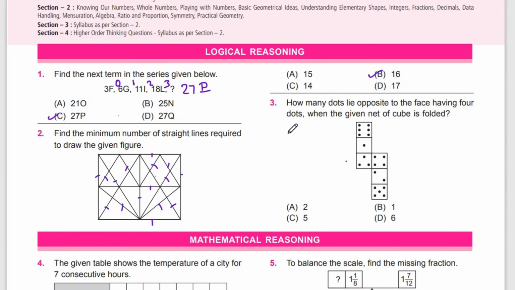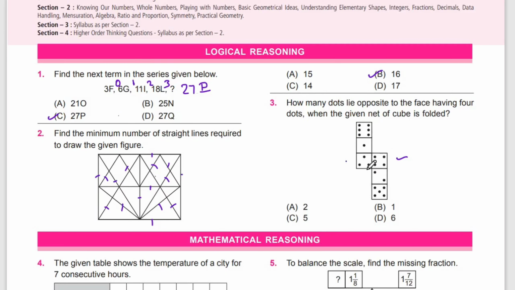Now let's see the third question. The third question is about a net of a cube. How many dots lie opposite to the face having 4 dots when the given net of a cube is folded? This is the net of the cube. There is a 4 dot here. They are asking when this has been folded, what will be the opposite side? You can see 6, 1, 3, 4, 2 and 5 are given.